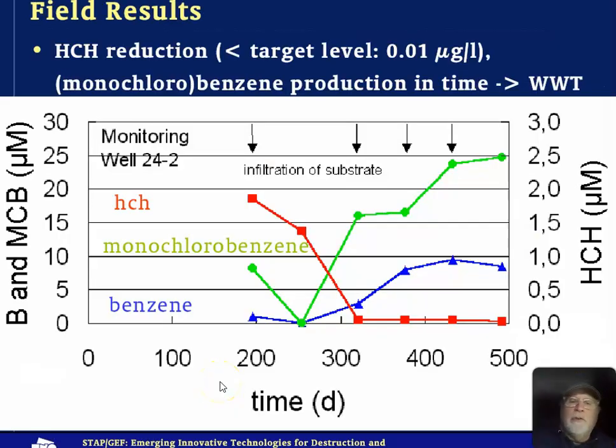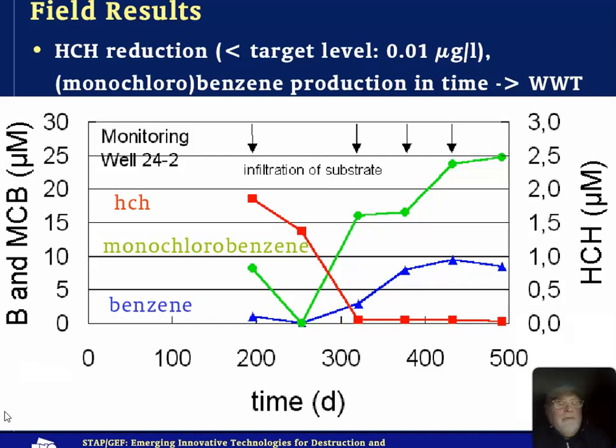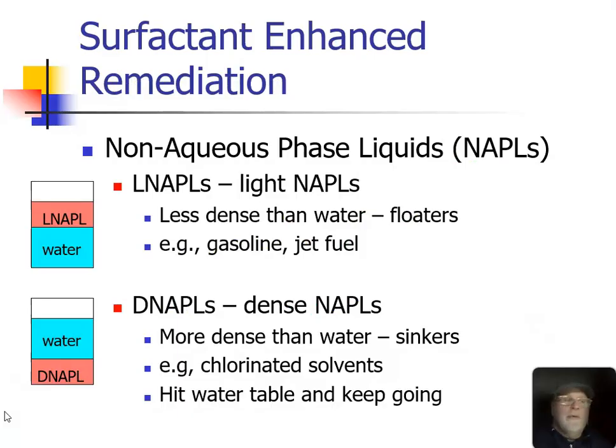And in the field results, it looked like the lab results. They were very happy about that. The HCH went down, monochlorobenzene and benzene went up, but we can treat that in our wastewater treatment plant. It worked. And again, I thought it was super cool. Got information on it. It's kind of an example of the theory of cometabolism. It actually works. The third one I want to talk about here is surfactant-enhanced remediation.